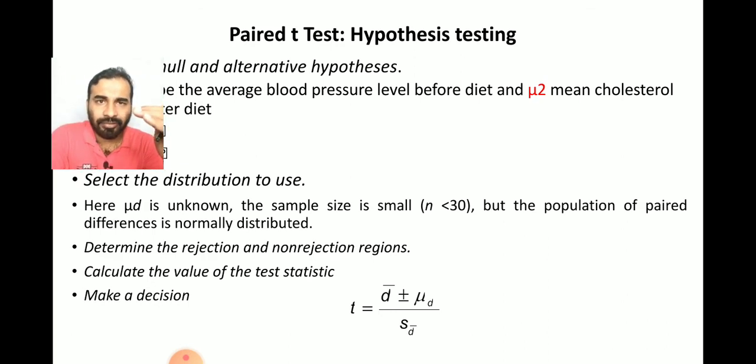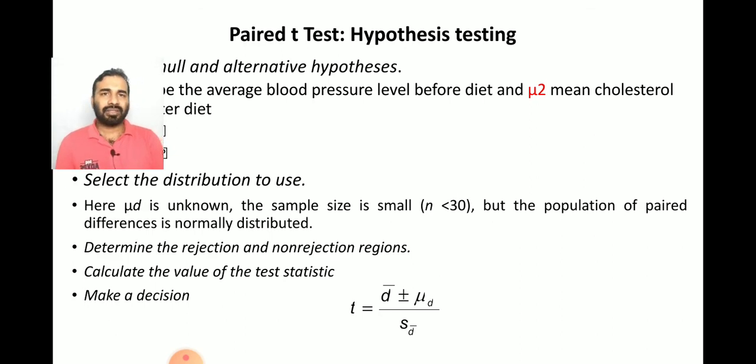Then the fourth step is to calculate the value of the test statistic. It is nothing but t equal to D bar minus mu D divided by the standard deviation. After that you have to make a decision whether to accept or reject the null hypothesis. I am not doing these steps. If anyone is interested, you can do it and send me the answer, and I will see whether it is correct or not.